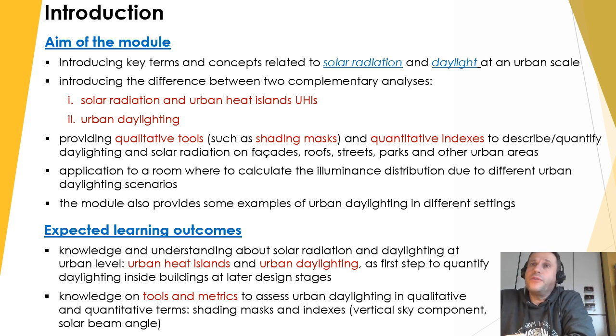Well, the aim of this module is to introduce the key terms and concepts about solar radiation and daylight at an urban scale. Two keywords: solar radiation and daylight. Solar radiation refers to the amount of radiation from a thermal viewpoint in terms of watts, particularly watts over square meters, which is called irradiance, whilst daylighting refers to the visual side of this solar radiation, a luminous flux hitting a surface, which is an illuminance.